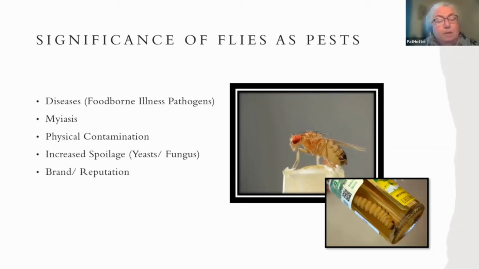Brand and reputation. So just like we mentioned with the physical contamination, having those insect parts in the food. When we talk about restaurants, having flies land on a plate of food, just in general, does not give you warm fuzzies regarding what you might think about the sanitation and the condition of that facility. So it can affect our reputation, our feelings about that facility.